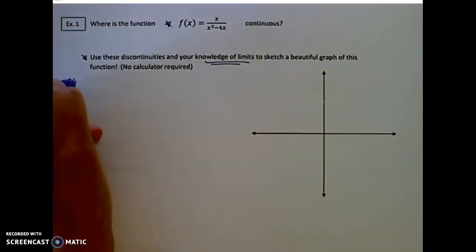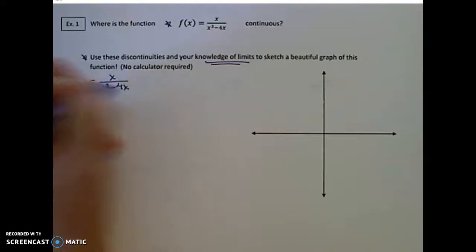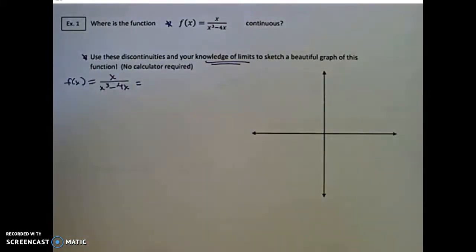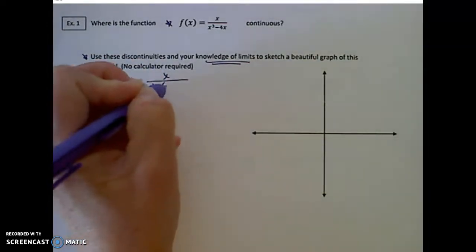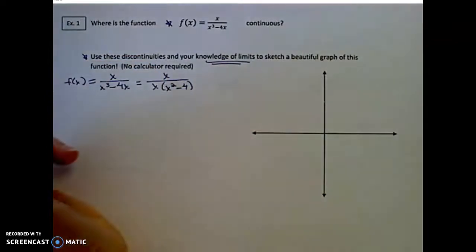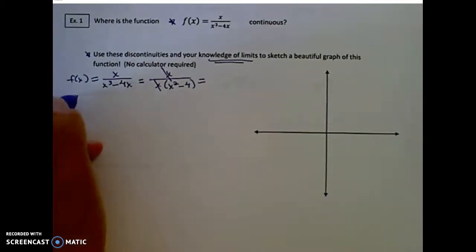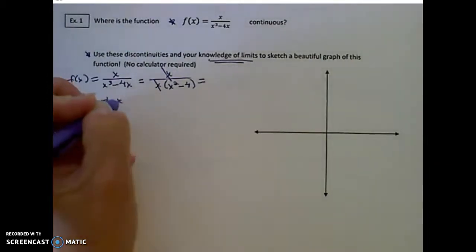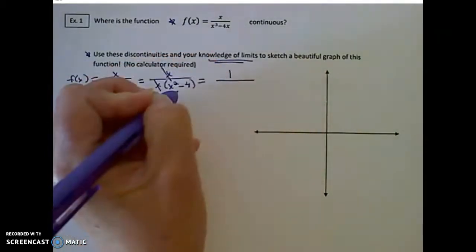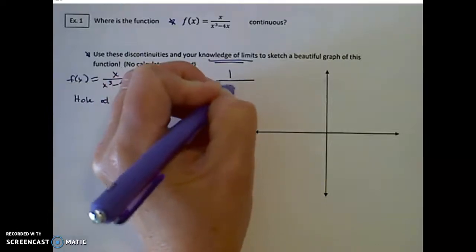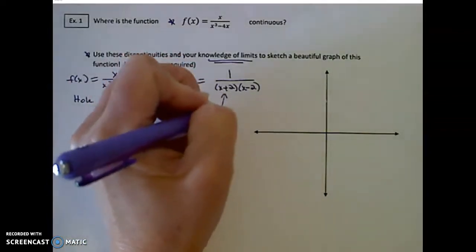So let's take that function f of x, which is x over x cubed minus 4x. Notice this factors, and we want to see where that denominator is undefined. x over, I'm going to factor out an x, be left with x squared minus 4. Notice as soon as I have that common factor, I'm going to have a hole at x equals 0, that common factor. And I'm left with 1 over, factor that difference of squares, x plus 2, x minus 2.